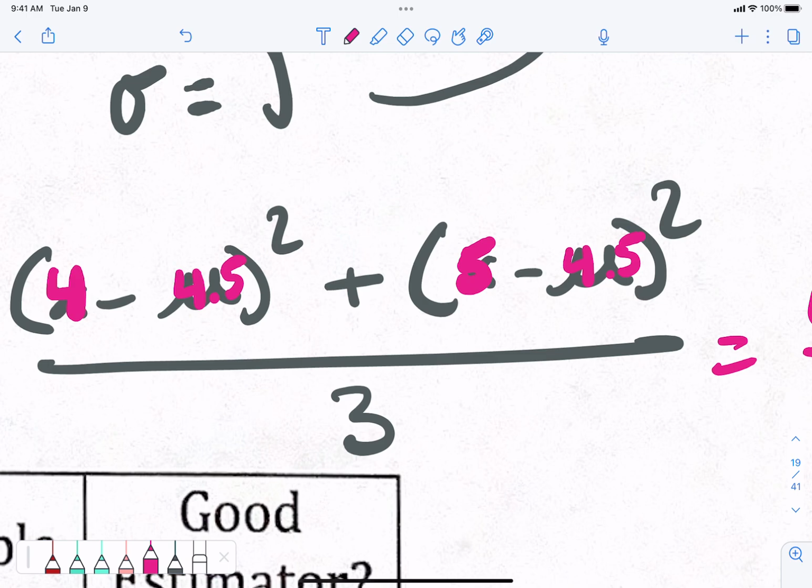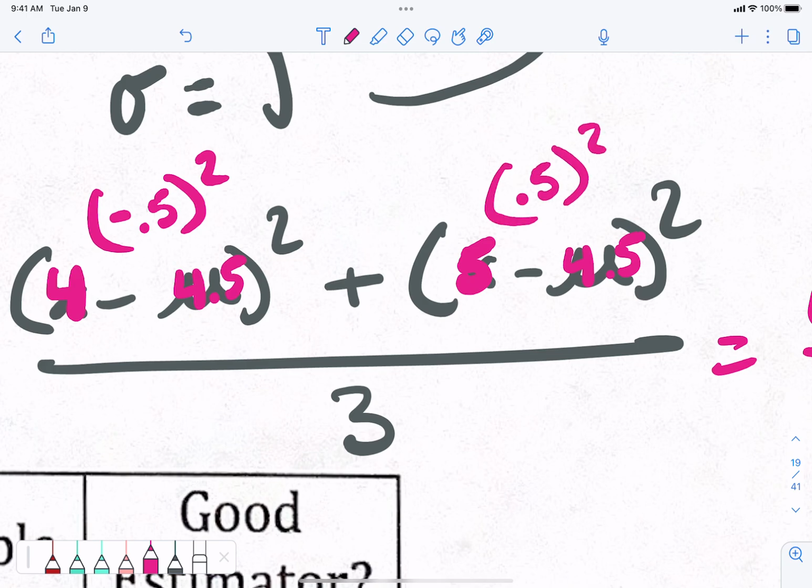4 minus 4.5 is negative 0.5, and I'm gonna square that. Okay, 5 minus 4.5 is positive 0.5, and we're gonna square that.